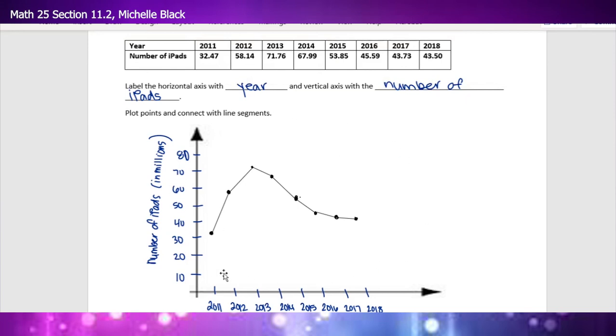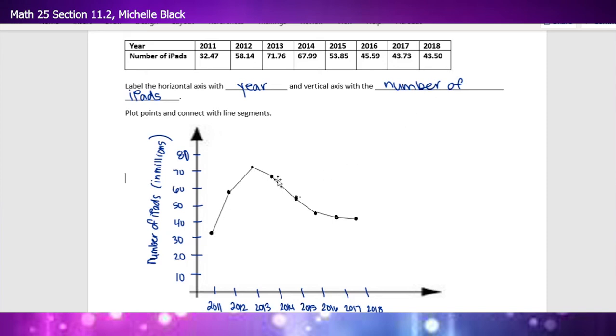And from this graph, we can kind of talk about some trends that may be happening. So it seems like when the iPads were first coming out, there was a big spike in sales, probably because no one had an iPad, right? So it was really exciting to go out and buy one. So for the first few years, sales definitely were increasing because lots of people were purchasing these iPads.